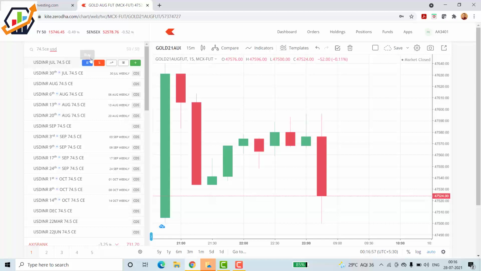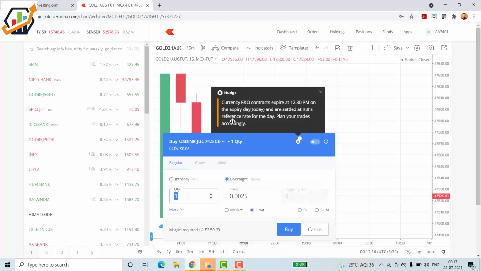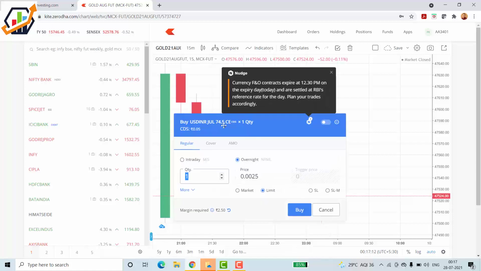So same thing here, if you want to buy, you can select the buy, and depending on whether you want to buy at the market or you want to buy it for the limit price, you can buy it. Suppose if I want to buy over here, I say 74.5 CE, so by default this will be 1, and the margin required will be 2.5, but this one would be for 1000 units. Okay, so again you can pay for the margin.